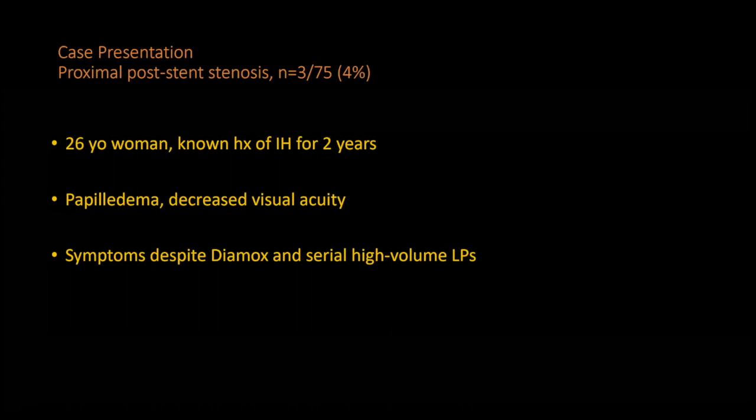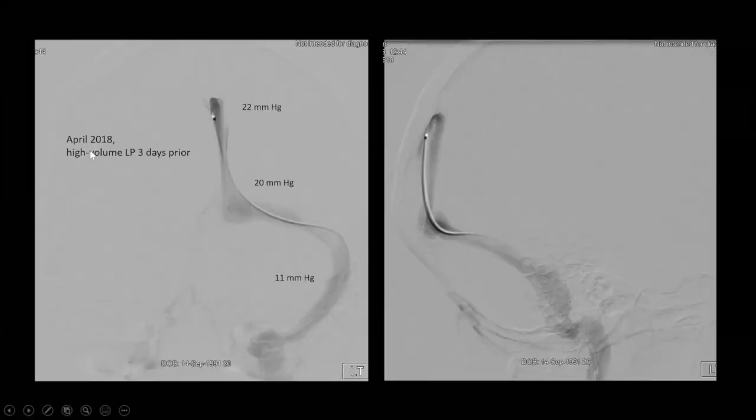So this patient, she had a known history of intracranial hypertension for a couple of years. She was treated with Diamox and high volume LPs, had a papilledema. So I treated her in April of 2018, and she had had a high volume LP 3 days prior to this procedure. The pressure in the sagittal sinus 22, 20 in the transverse, 11 in the sigmoid. And you can see that she already has a little bit of a stenosis in the posterior third of the sagittal sinus towards the torcula. And with the presence of such a small gradient, obviously I did not think about doing anything at that time.